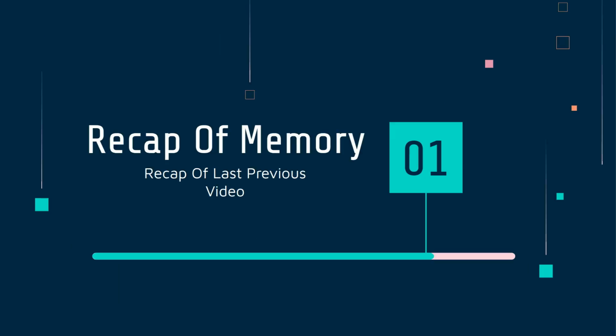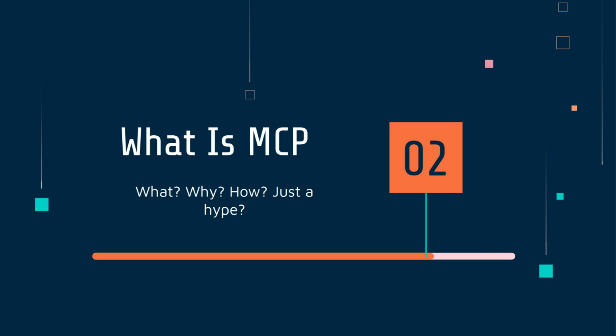So this is what I did last time, right? Last time we looked into memory and how to make short-term memory more persistent using an SQLite database. So in this video, we're going to jump into what is MCP. MCP stands for Model Context Protocol. Basically, it's just a way that we can provide context to our different LLMs.